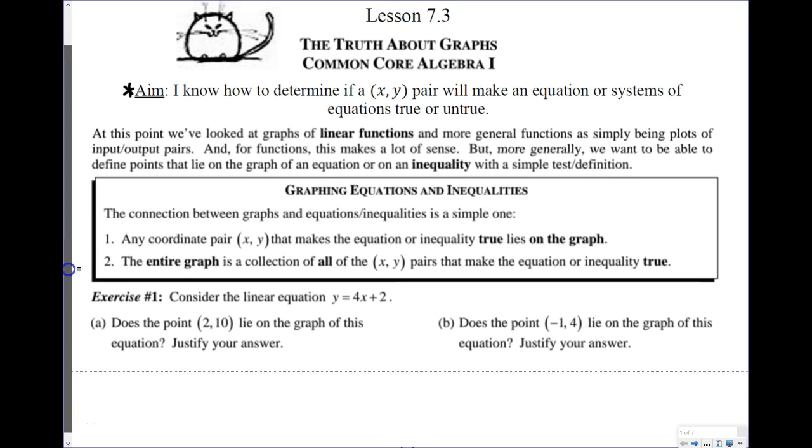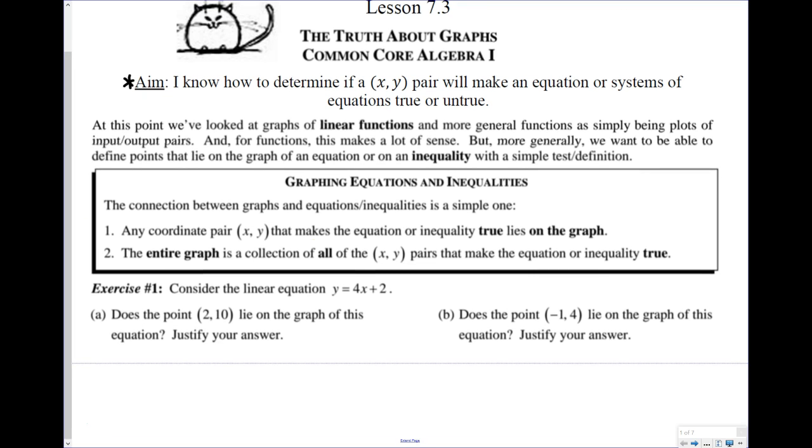So here's our definition. The connection between graphs and equations and inequalities is a simple one. Any coordinate pair xy that makes an equation or inequality true must lie on the graph. So if you plug in x and you get y, that must be a point that lies on the graph. The entire graph is the collection of all the xy pairs that make the equation true. So the picture of a graph is a series of all of the points that when you plug in the x, you get the y.